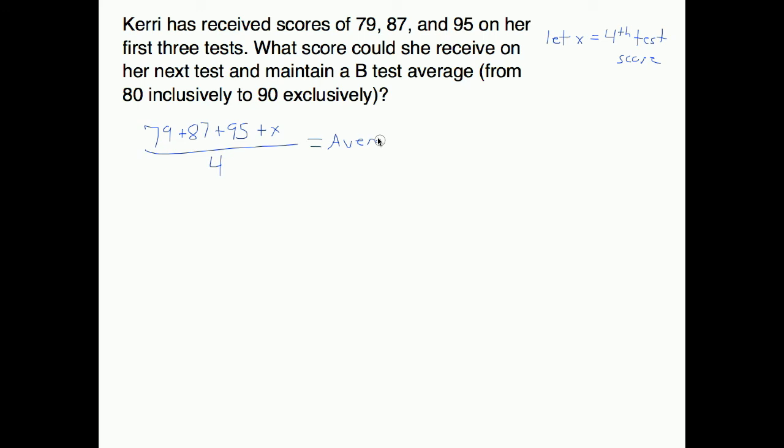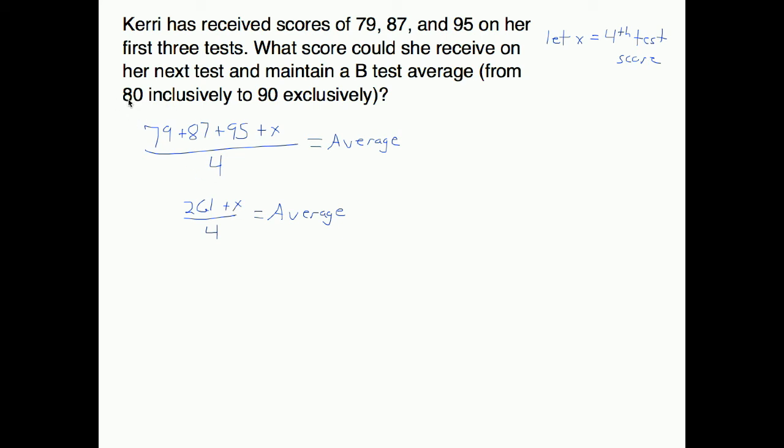Well, we can make this look a little bit simpler. We could add these 3 together. 79 plus 87 plus 95, that's 261. And so that's her average. Now, what do we want to know about her average? We want to know, not really about her average, but her 4th test. We want to know, what does she have to get here to keep a B?